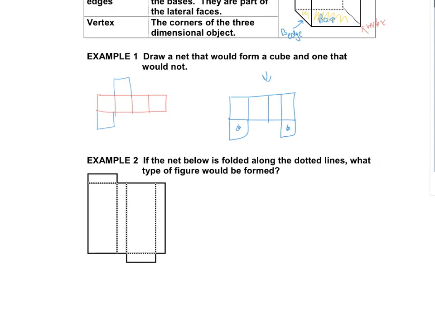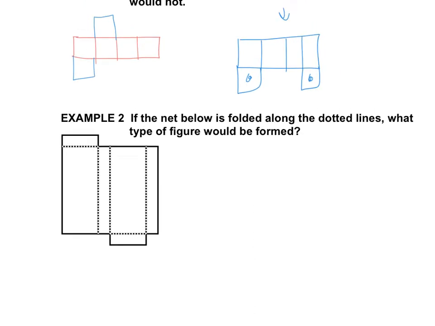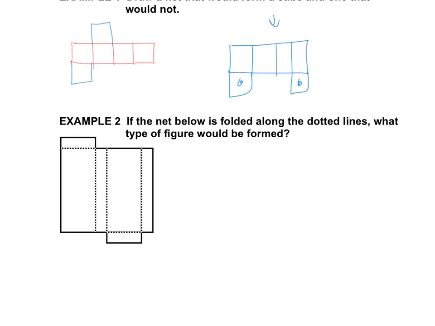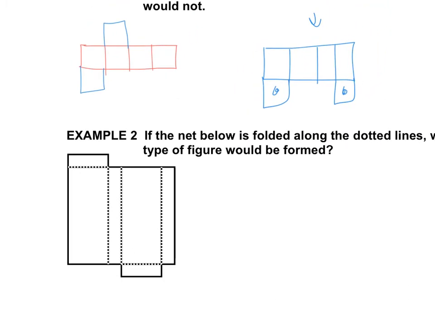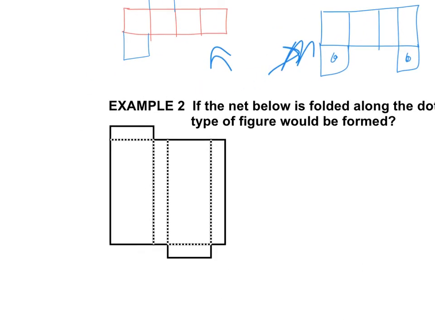Now let's look at a net real quick. This one should be easy. It says, if the net below is folded along the dotted lines, what type of figure would be formed? Now the easiest way to do this, and this is a different looking net than we had a second ago, it could have been drawn like one of these. Well, not that one obviously, but like that one. But they did it a different way.